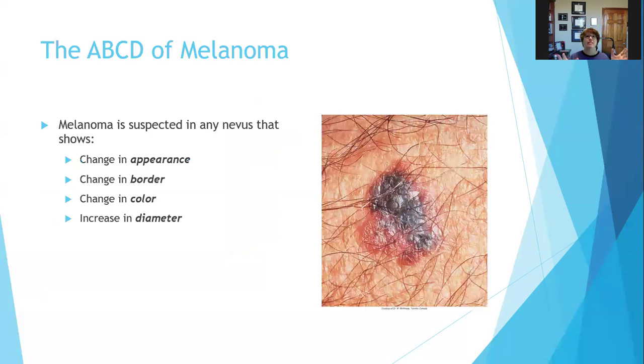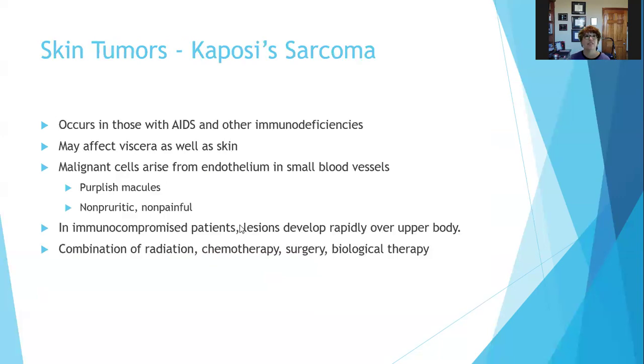So the ABCD of melanoma. Melanoma is suspected in any nevus that shows a change in appearance, a change in the border, a change in color, or an increase in diameter. So you look at this, it has a variable color, it has a diffuse border. Get that checked out.